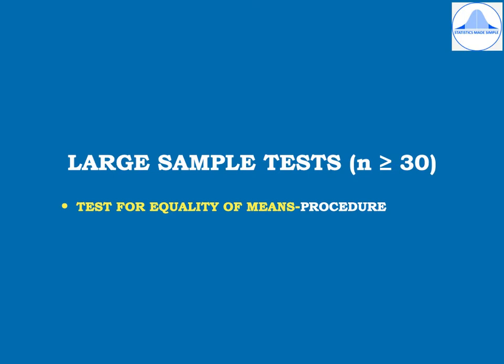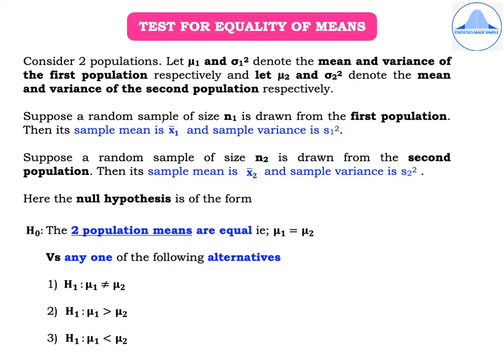The second test under large sample tests are tests for equality of means. In this video, I'll be explaining this procedure. The procedure for test for equality of means can be asked as a five marker. Let us first consider two populations.